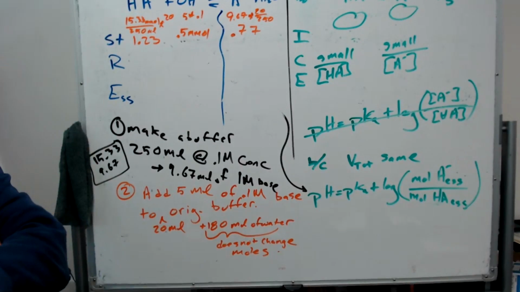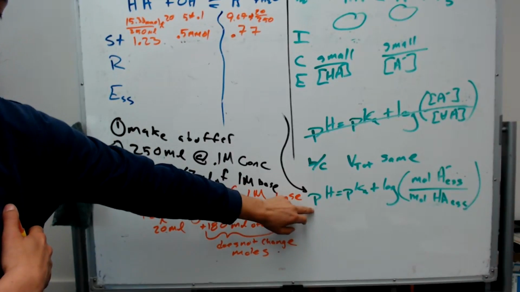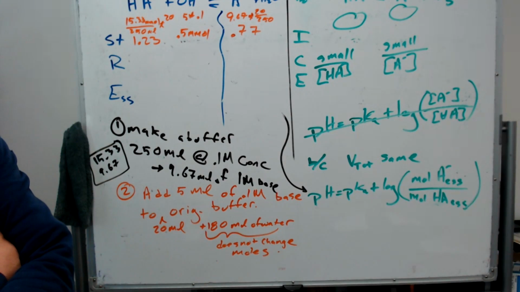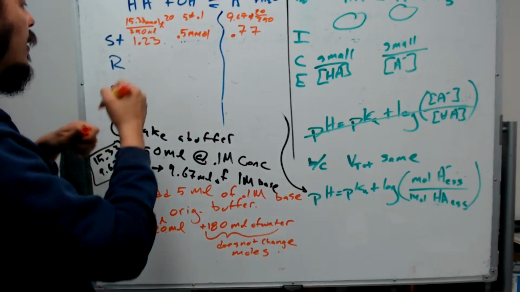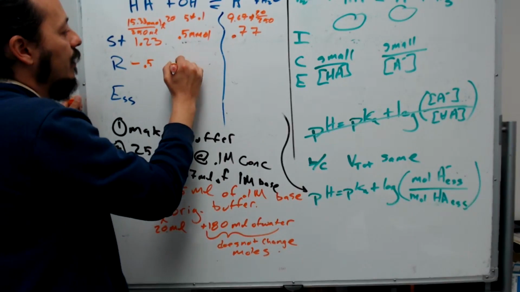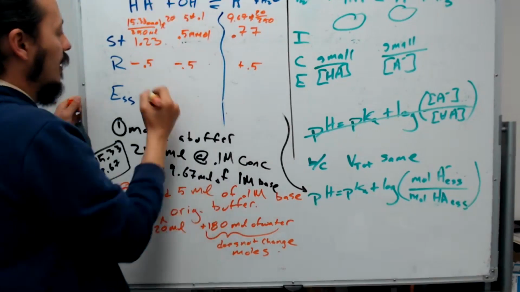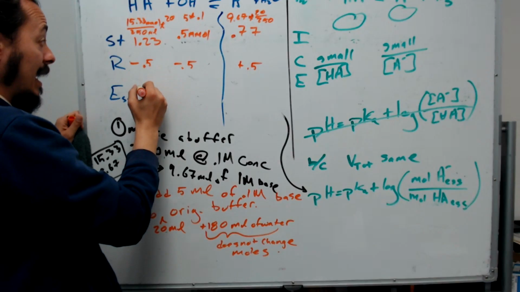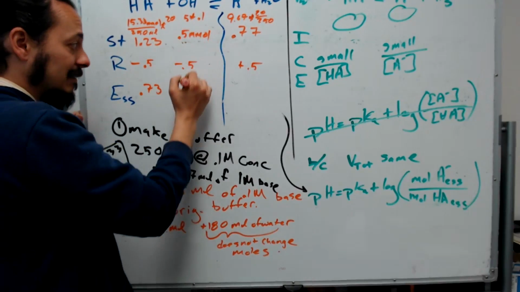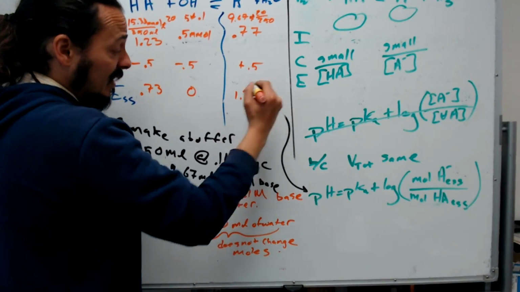Can you do the stoichiometry? After we got our excess, we just plug back into this thing like we did last time. We just do the acid over the base. So I'm going to have my hydroxide limiting, so I'm going to have minus 0.5, minus 0.5, plus 0.5. I'm going to have, I think I can do this in my head, 0.73, 0, and 1.27.